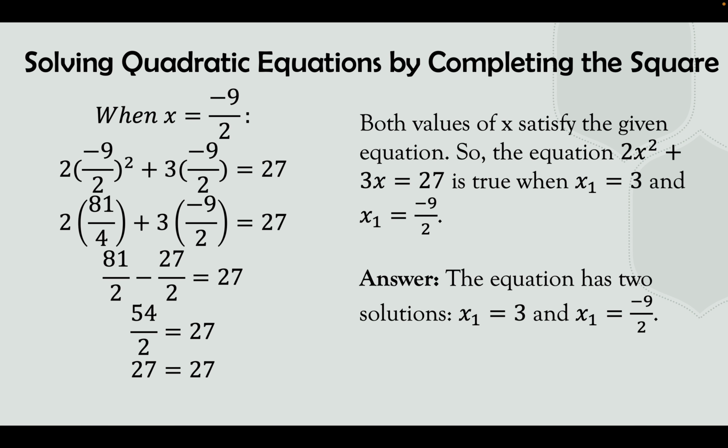Both of the values of x satisfy the given equation, so the equation 2x squared plus 3x equals 27 is true when x is equal to 3 and when x is equal to negative 9 over 2. So the equation has two solutions. We have 3 and negative 9 over 2.